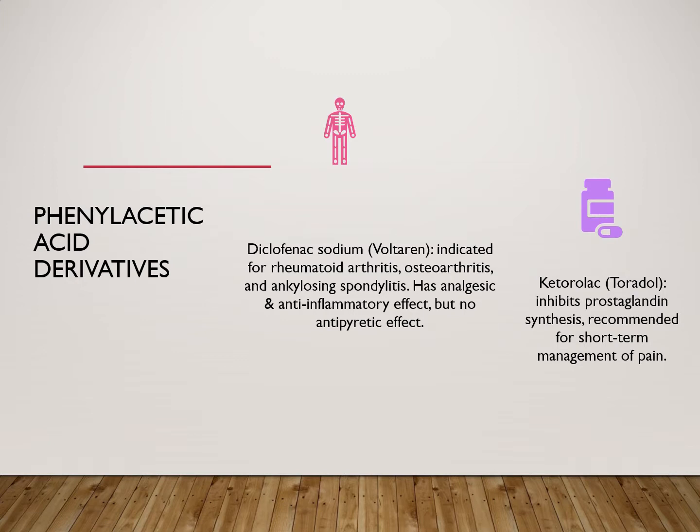Phenylacetic acid derivatives, diclofenac sodium or Voltaren, that's indicated for rheumatoid arthritis, osteoarthritis, ankylosing spondylitis. It does have an analgesic and an anti-inflammatory effect, but it does not have an antipyretic. Toradol, one of the greatest, inhibits the prostaglandin synthesis. It is recommended only for short-term management of pain. Voltaren does come in a 1% topical gel, so it can be used in that way. It also is oral, has extended release.